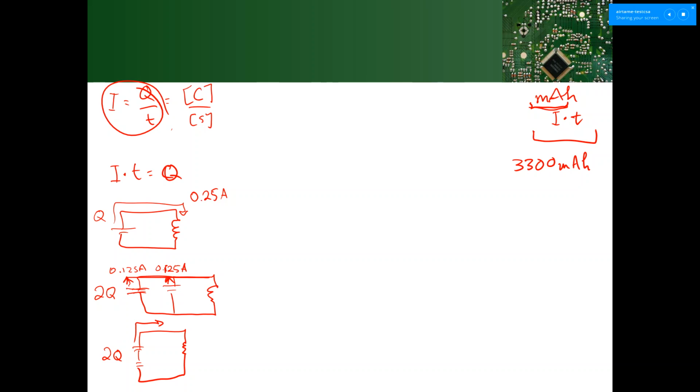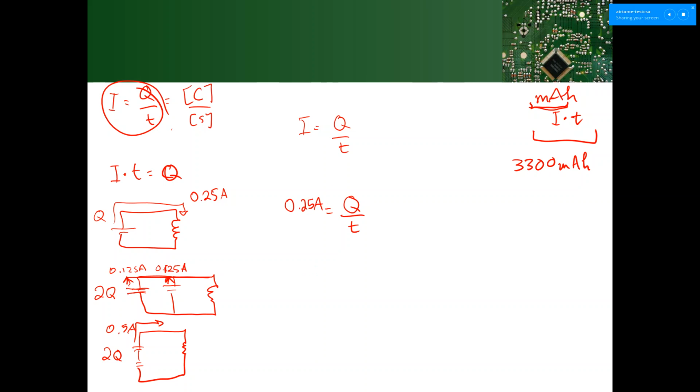The current, not the voltage. What was the current? 0.5 amps. Okay, so the charge was 2Q. So again, I'm just going to write the equation down. I is equal to Q over time, right? The charge here is just Q. We're looking for time, and the current is 0.25 amps. That's for the first one.